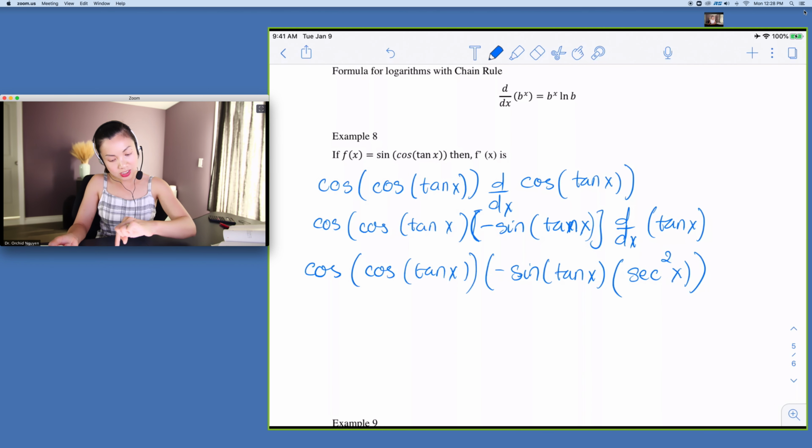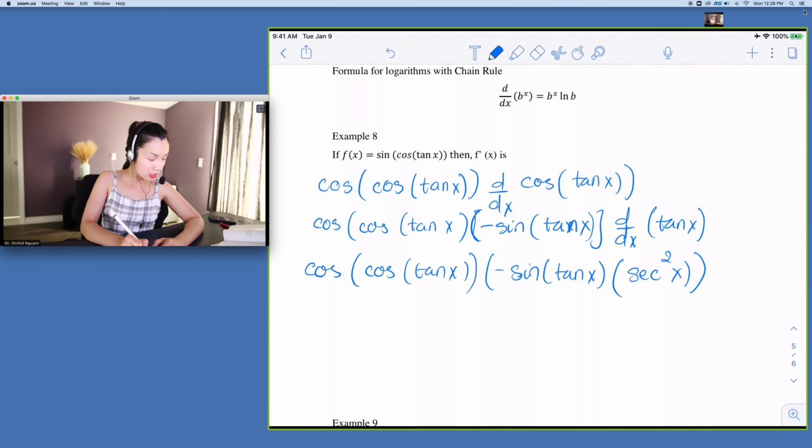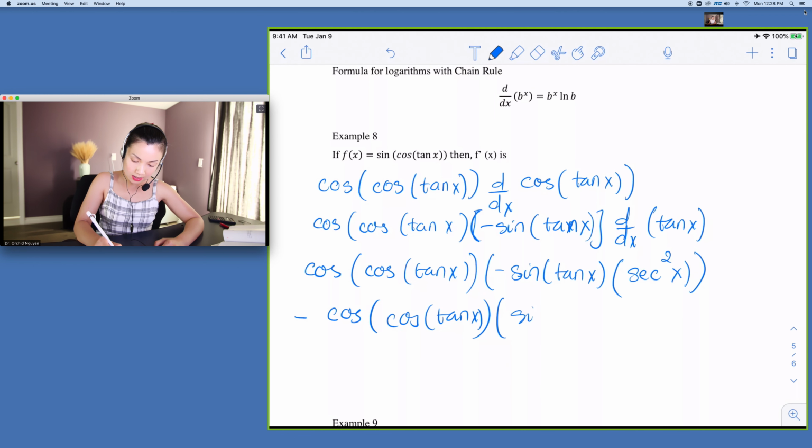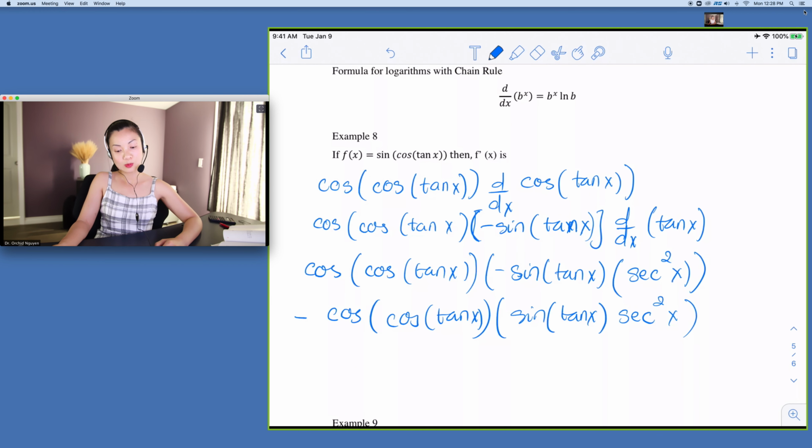Okay, let's just bring the negative outside. So what we have is negative cosine of tangent multiplied by sine of tangent multiplied by secant squared. Okay, I know it's a lot of work because we have three different functions.